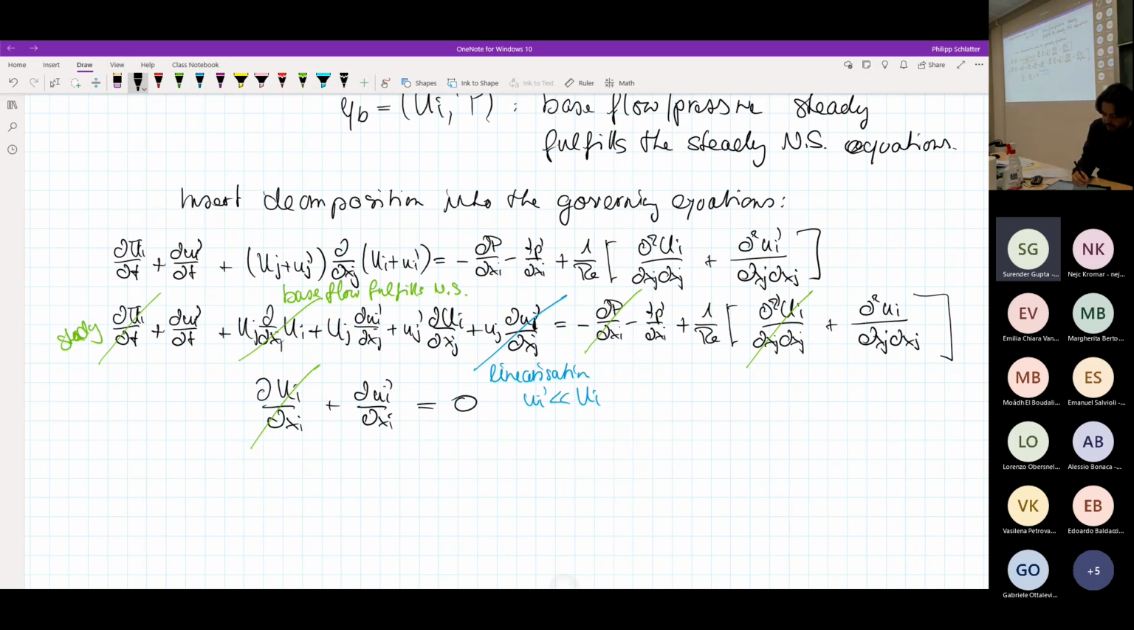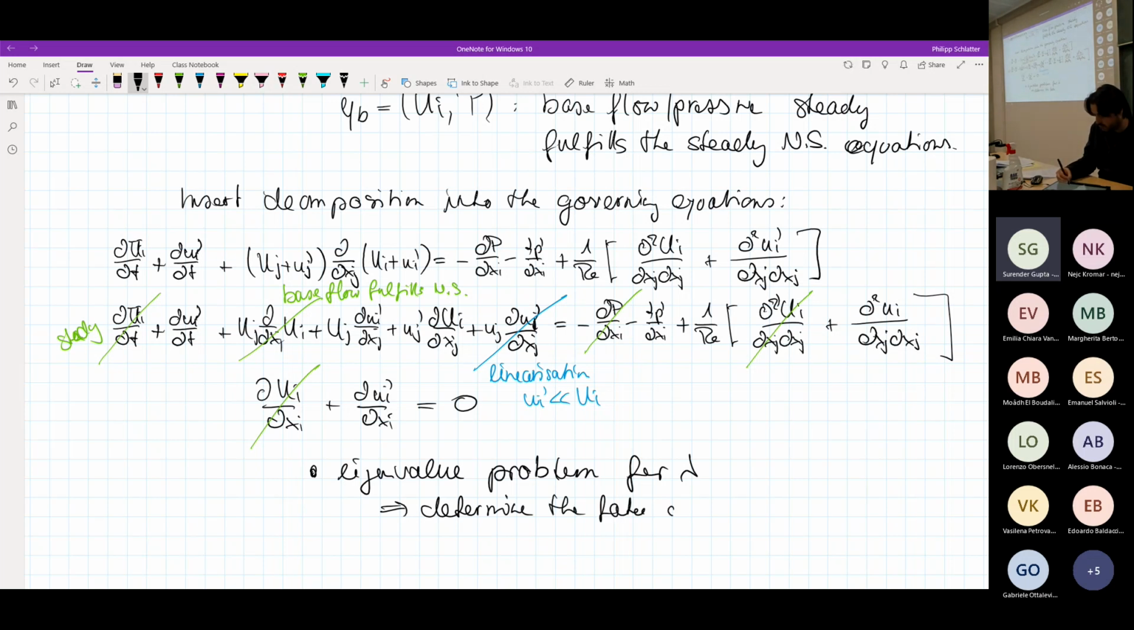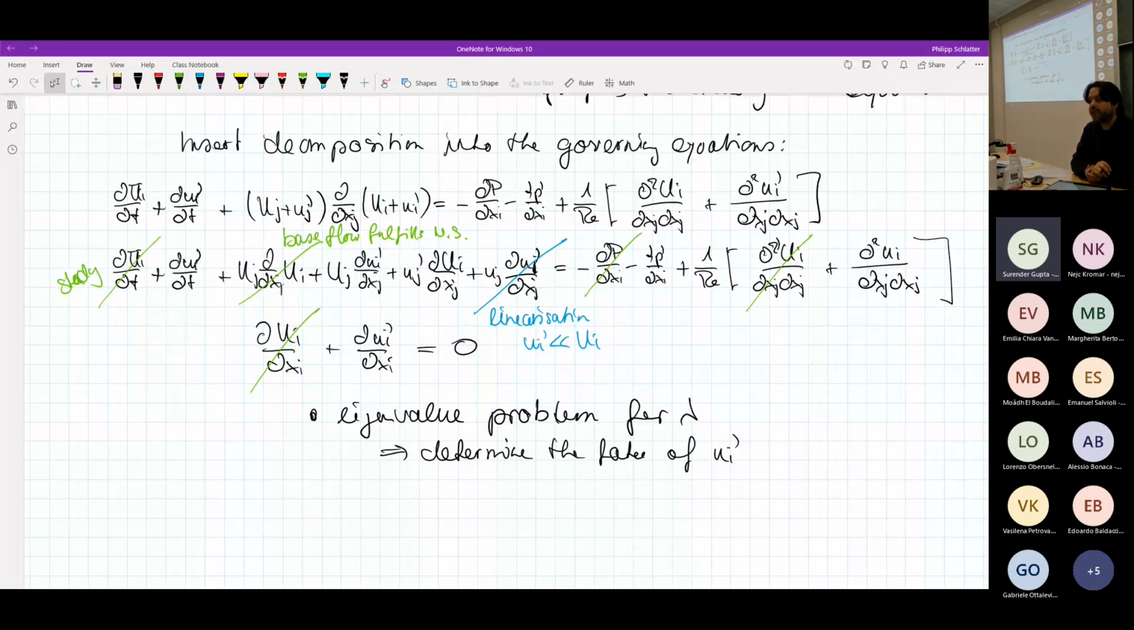So that means that the next steps now would be as before. We would get an eigenvalue problem for a lambda, and that will then determine the fate of ui prime. So that's the idea. It's a little bit more complicated than that, and therefore I'm not doing that step just now. The reason why it's a little bit more complicated is because we also have the pressure. And so in order to actually derive the actual equation for the exponential growth, we need to somehow find a way of how to get rid of the pressure, or at least to combine the pressure and the continuity equation. So therefore, I'm not exactly doing the step now. We do that maybe in half an hour or so. But the basic principle is the same.